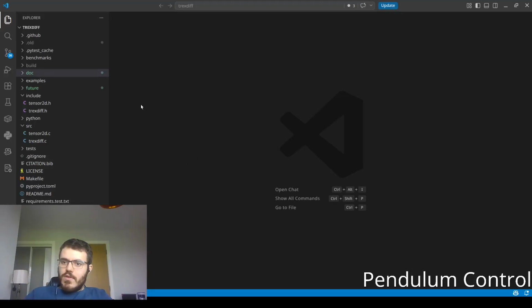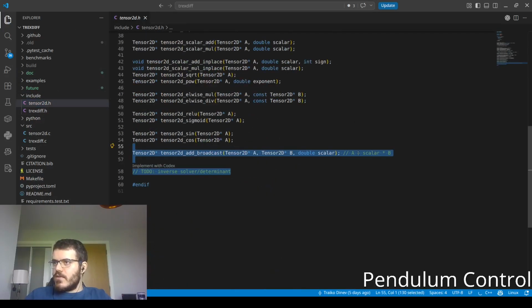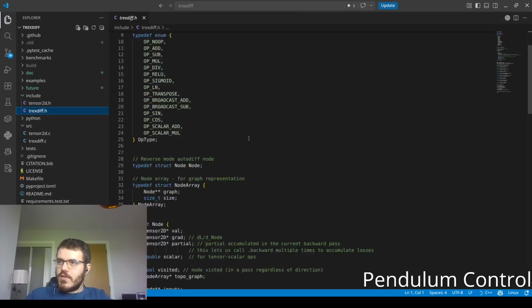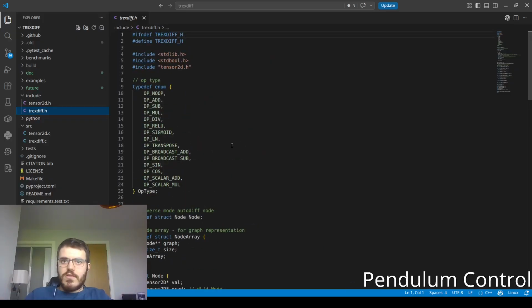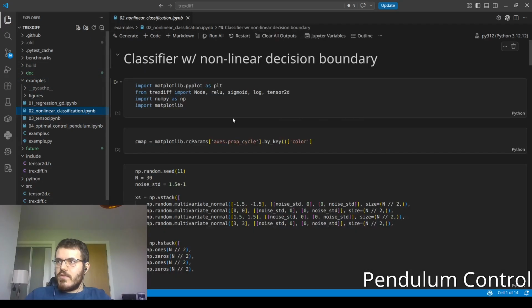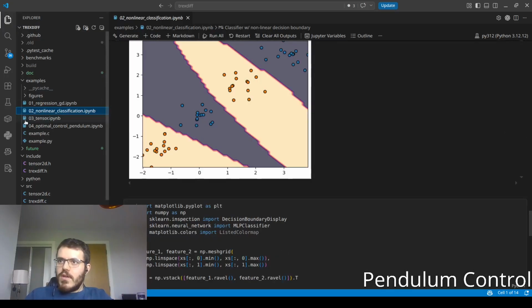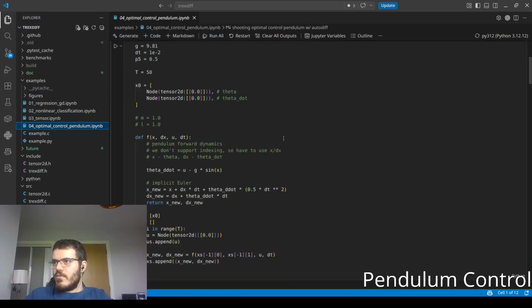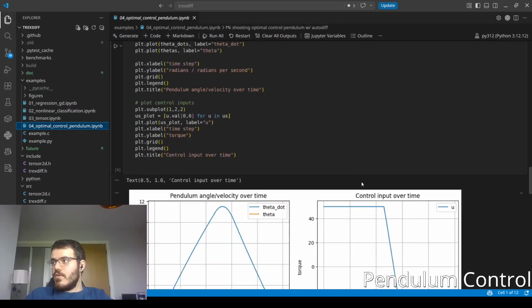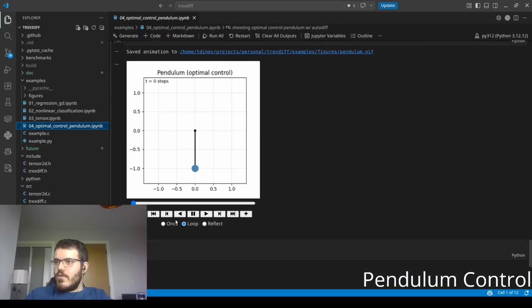Right, so we're doing some pendulum control today. Let's get going. I've been writing this auto differentiation framework in C because C is the best language. One of the cool things here is that we can do machine learning, which is cool, but we can also do pendulums, which is cooler. So here we go.